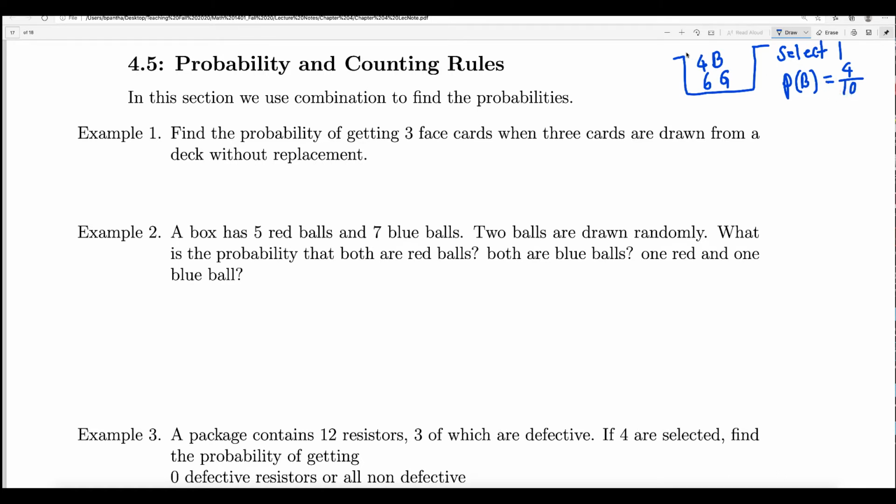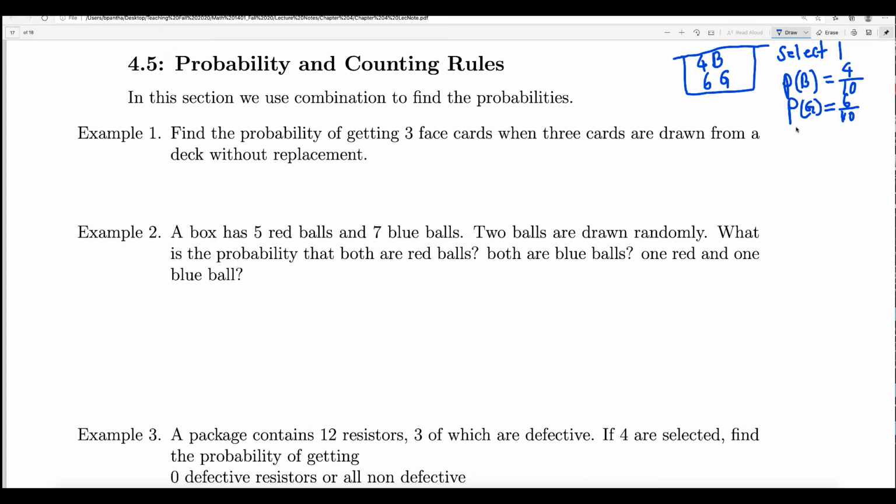The number of boys is 4, so the probability of a boy is the number of boys divided by the total number of people in that room. If you select a girl, the probability of a girl will be 6 out of 10, that is 6 divided by 10. Now you are selecting only one here.